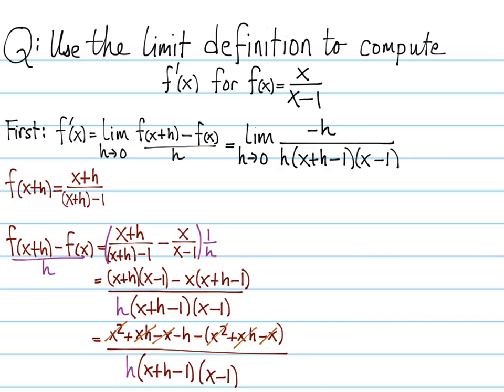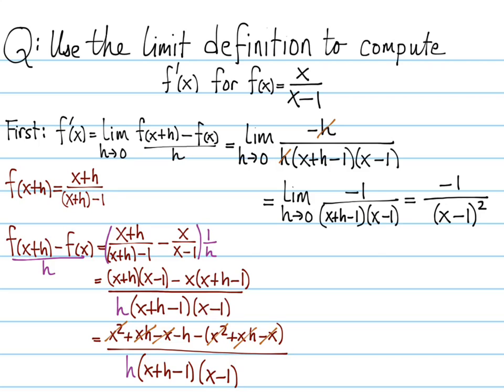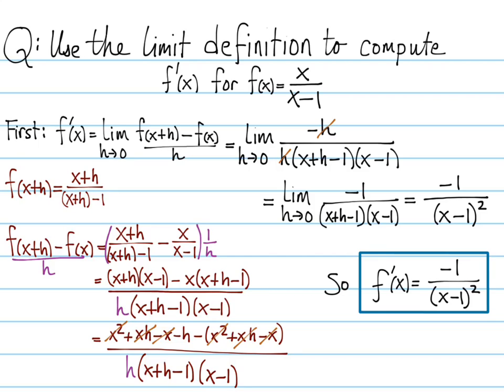Now, since I have an h up top as well as down below, those h's are going to cancel as long as h isn't 0. Since h is going to 0 in the limit, h is never actually 0, and thus they can cancel. And I'm left with the limit as h goes to 0 of negative 1 over x plus h minus 1 times x minus 1. Now, since this function doesn't have a problem as h goes to 0, we can in fact now just plug it in. And what we get is negative 1 over x minus 1 squared. And so the derivative of x over x minus 1 is negative 1 over x minus 1 squared.